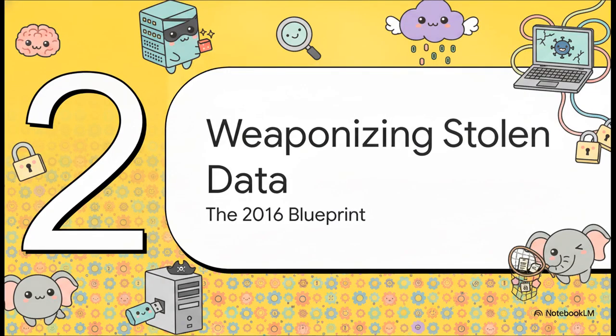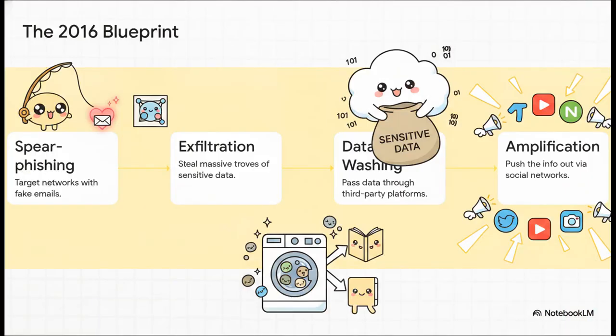Moving on to Section 2. Weaponizing stolen data. The 2016 blueprint. Let's look at the 2016 election data hacks as a neutral case study, because this wasn't just some random hack. It was a very specific anatomical sequence. First, the attackers spearfish to get their foot in the door. Then, they exfiltrate massive amounts of sensitive data. Third, and this is absolutely crucial, they wash it through publishers or fake personas so you can't trace it back to them. And lastly, they aggressively amplify the whole thing across social media to make sure everyone sees it.